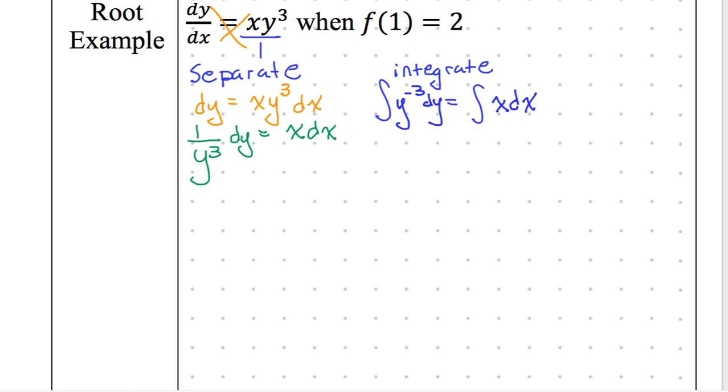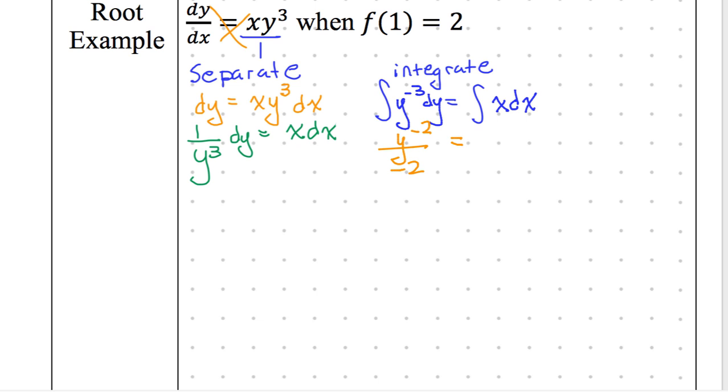All right, let's go ahead and actually do the antiderivative. Let's integrate. So y to the negative third, antiderivative is? Negative 1/2 y to the negative 2. Yeah. So it goes y to the negative 2 because it goes up a power and then we divide by that negative 2, which is where that negative 1/2 comes from. And that's going to be equal to, arrow.